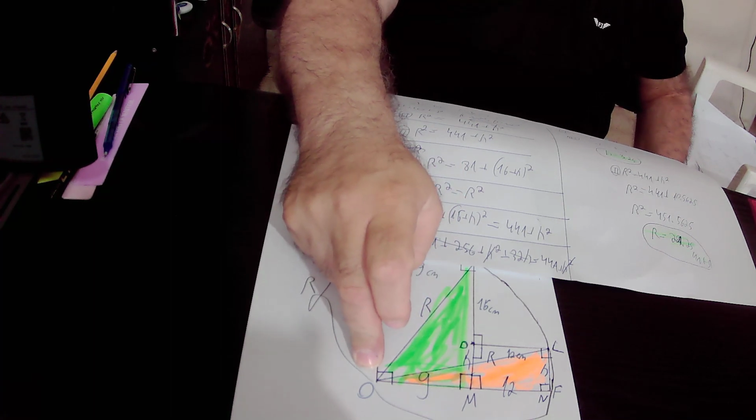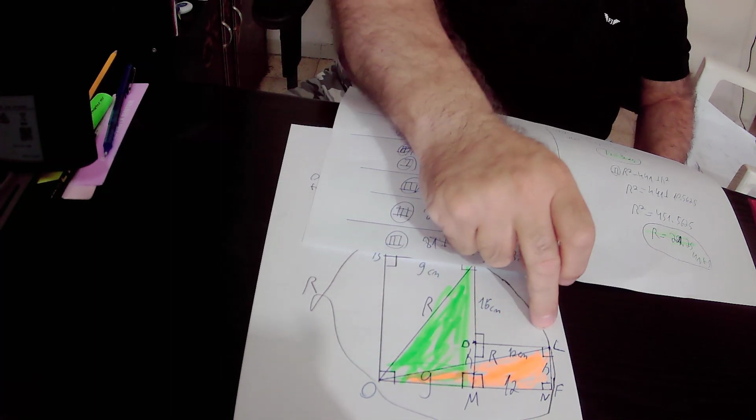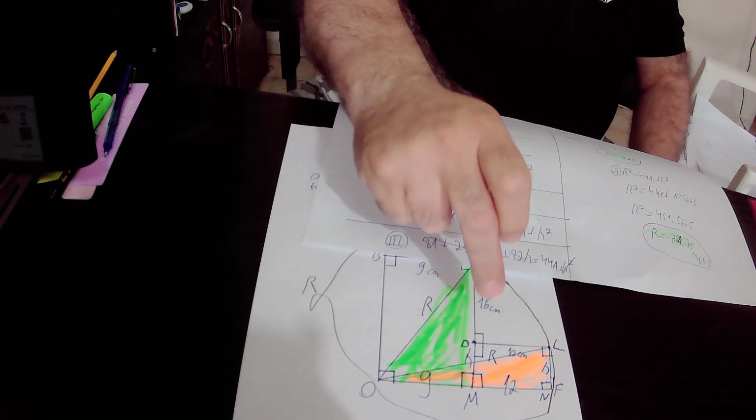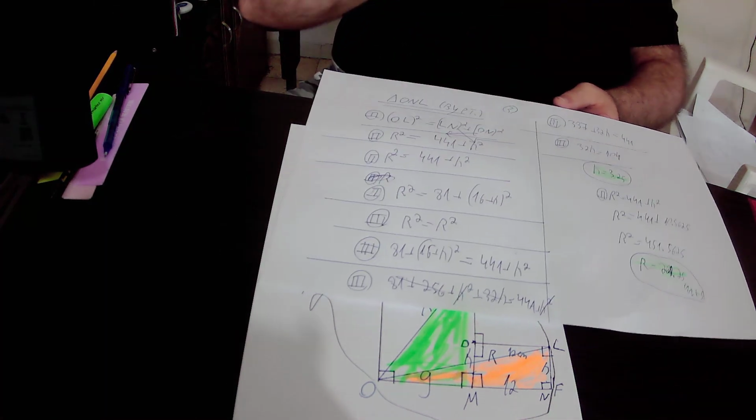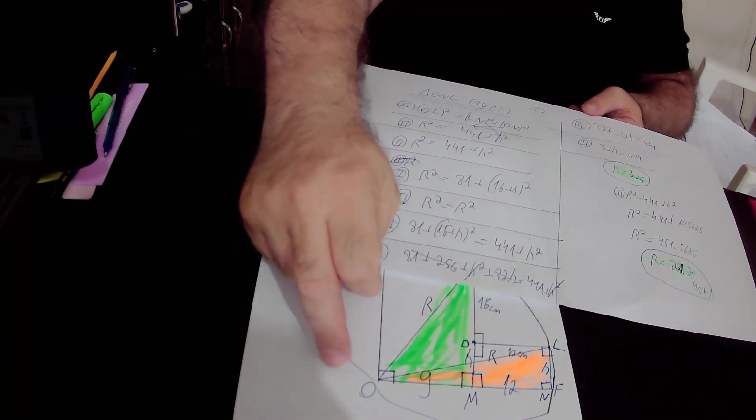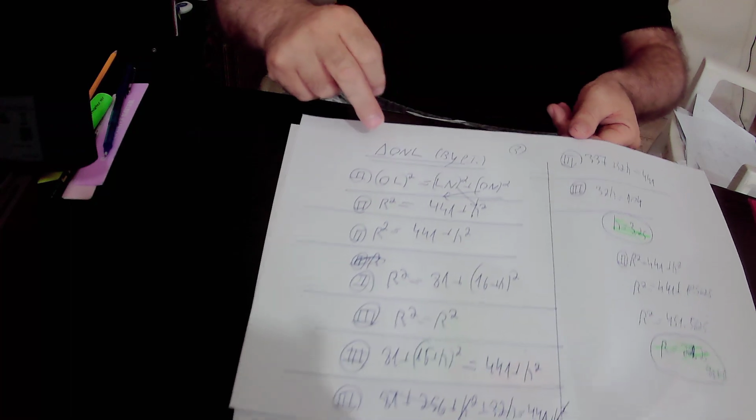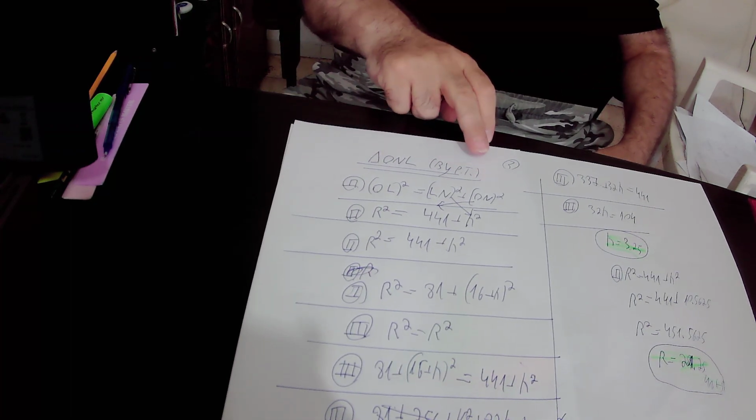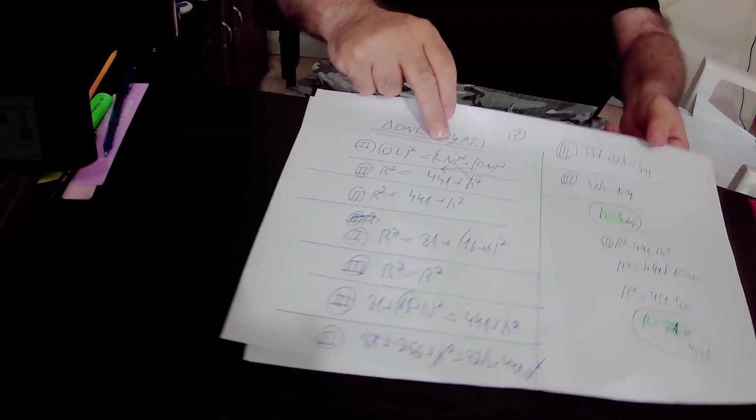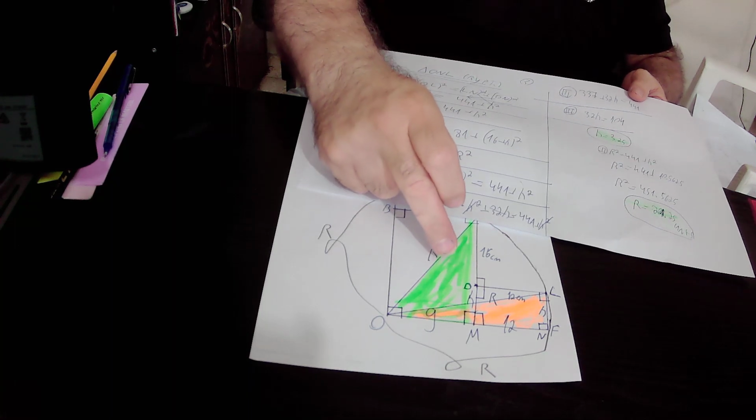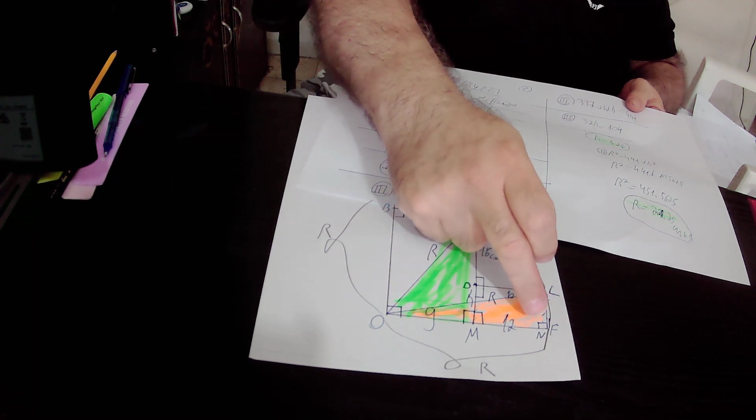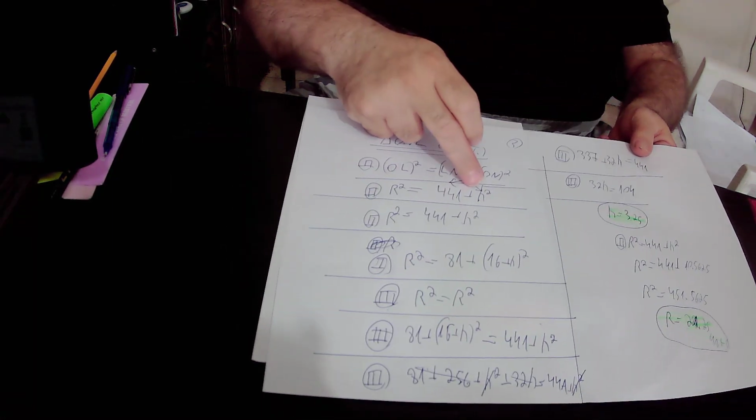Point O is the center of the quarter circle, point L is a point on the quarter circle itself, therefore OL is the radius of this quarter circle, equal to capital R. So OL equals R. According to the Pythagoras theorem, OL square equals ON square plus LN square. OL square is R square. LN equals H, therefore LN square equals H square.